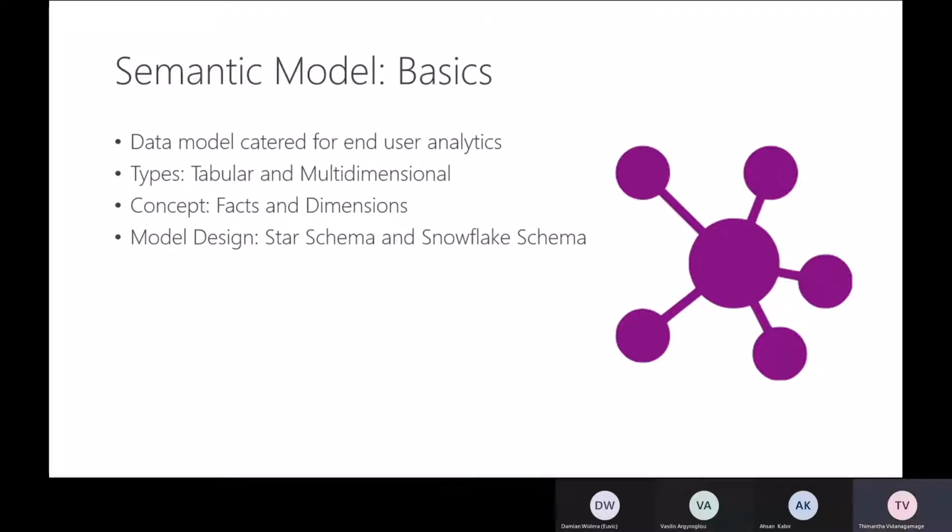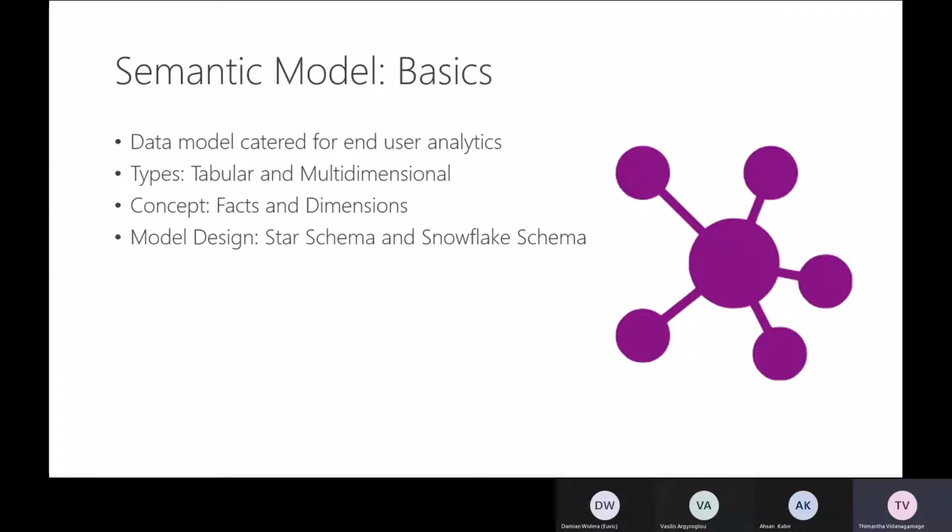When it comes to semantic model design, there are two key designs that we follow in the industry: the star schema and the snowflake schema. The star schema is the most optimized for analytical purposes, and it follows a fact table surrounded with dimension tables that are directly connected to the fact table. So it's highly optimal for analytical purposes.